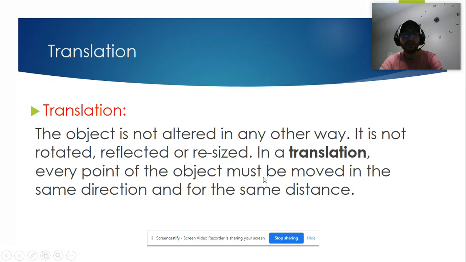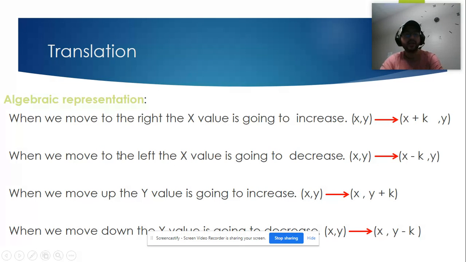Every point of the object must be moved in the same direction and for the same distance. Okay, we're gonna just move it. Now, if we want to write an algebraic representation or algebraic rule when we're doing translation, if we move to the right, the x value is going to increase, like this example: (x, y) goes to (x + k, y), where k is the number of units that we're moving.